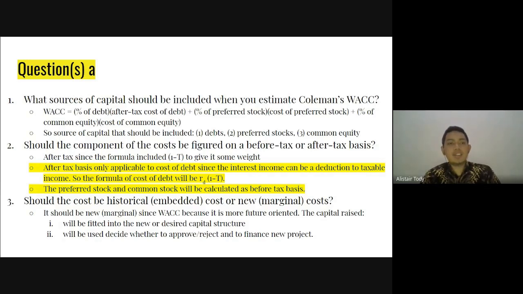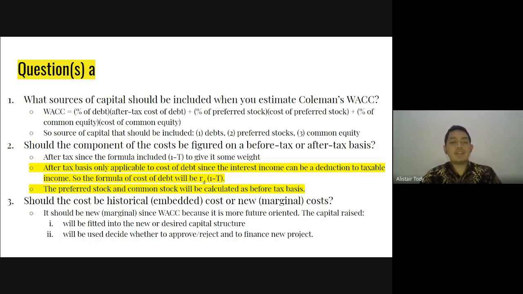The second question is, should the component costs be figured on a before-tax or after-tax basis? It should be after-tax, since the formula includes 1 minus T. The after-tax basis is only applicable to the cost of debt, since interest can be deducted from taxable income. So the formula for the cost of debt will be RD times (1 minus T). The preferred stock and common stock costs will be calculated on a before-tax basis.